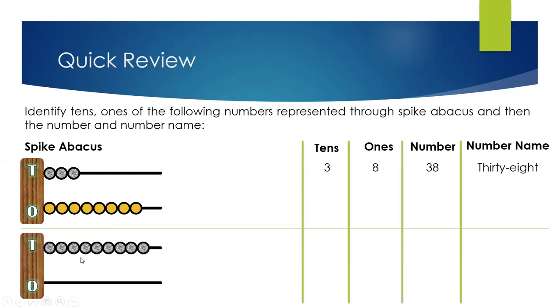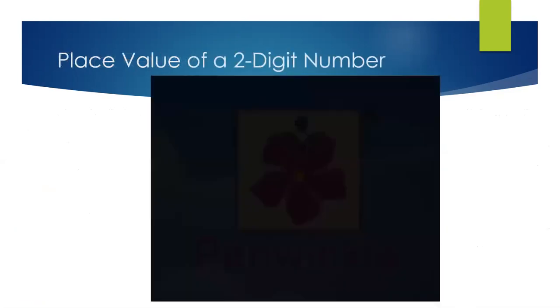So here is another spike abacus. Here we are having some tens. Let us count these tens. 1, 2, 3, 4, 5, 6, 7, 8, 9. 9 tens are there. And how many ones are there? 1, 2, 3, 4, 5, 6, 7, 8, 9. 9 ones. So 9 tens and 9 ones forms the number 99.